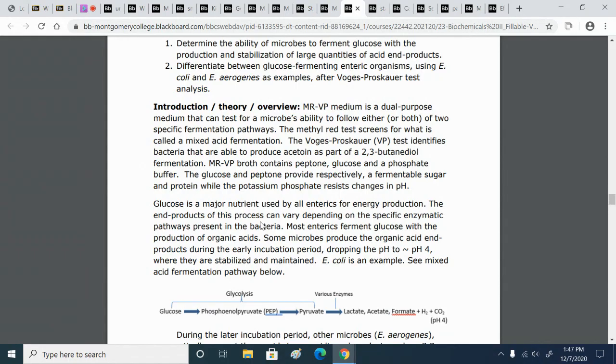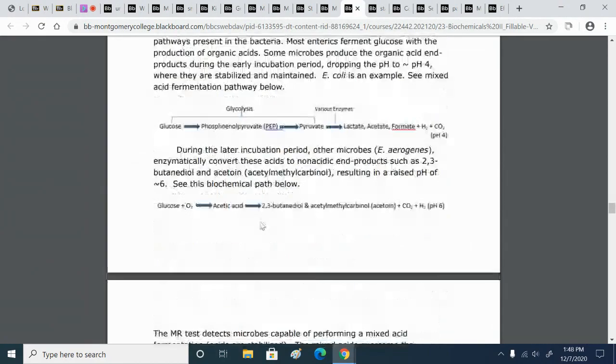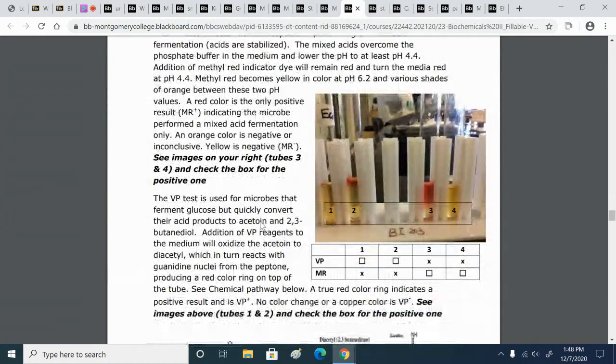But the VP, after you add your two chemicals, the Barritt's A and Barritt's B, you have to let it set for at least 30 minutes for color to develop. And a cloudy red layer at the surface is a positive test result for the VP test. And so we see here, on the left is our positive VP. On the right is our positive methyl red test. Again, E. coli was positive for methyl red, negative for VP, and the Enterobacter was negative for methyl red and positive for VP.